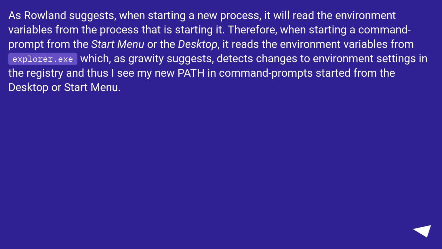As Roland suggests, when starting a new process, it will read the environment variables from the process that is starting it. Therefore, when starting a command prompt from the start menu or the desktop, it reads the environment variables from explorer.exe, which, as Grady suggests, detects changes to environment settings in the registry, and thus I see my new path in command prompt started from the desktop or start menu.